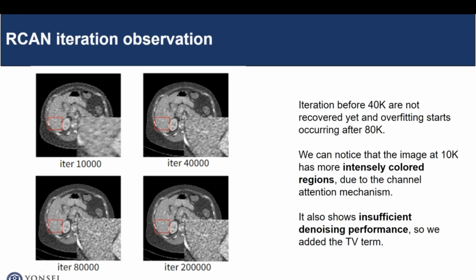After changing the network architecture to Archon, we observed the changes to the images with the L2 loss. Here, iterations before 40K are not recovered yet, and overfitting occurs after 80K. We can observe more intensely colored regions, which would be the effect of the channel attention mechanism, but it also shows insufficient denoising performance, so we added the TV term.